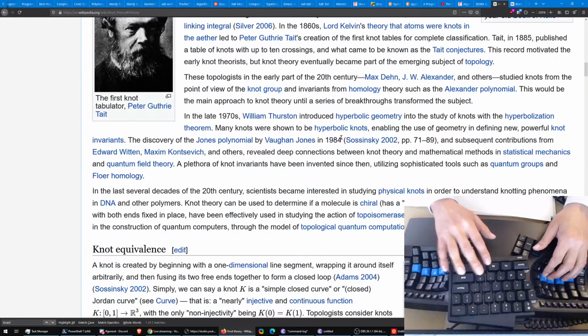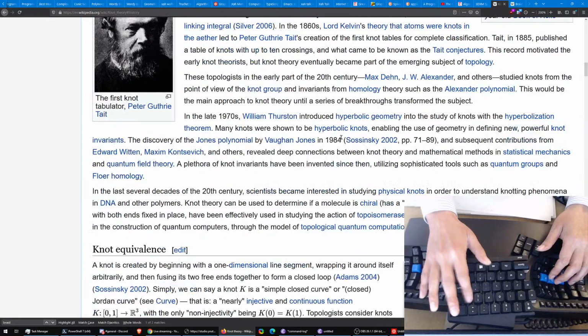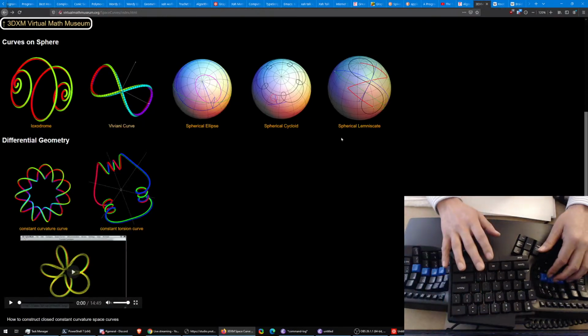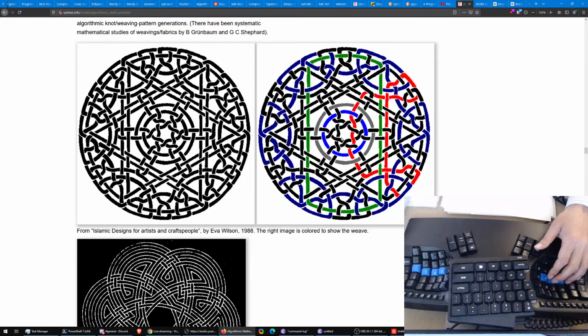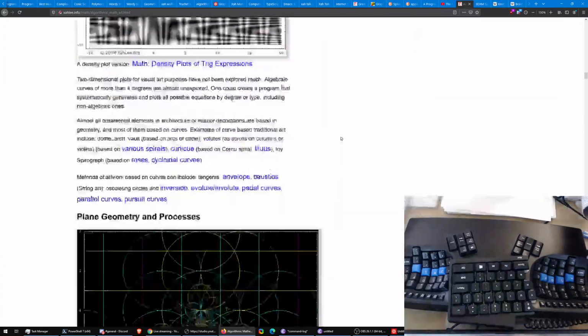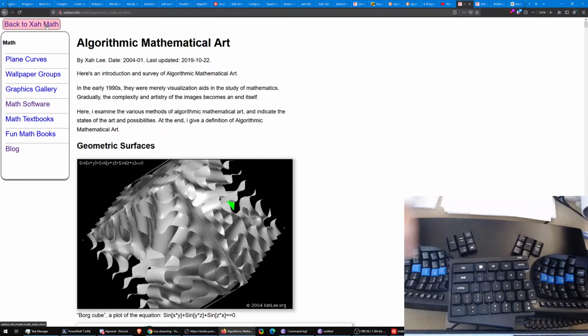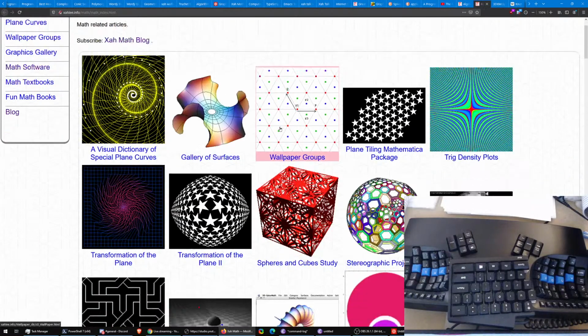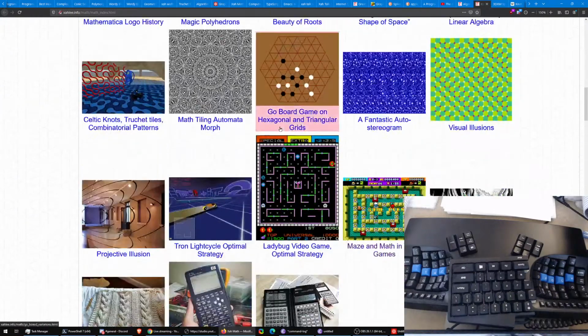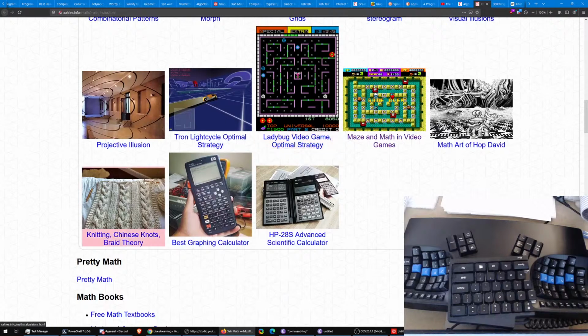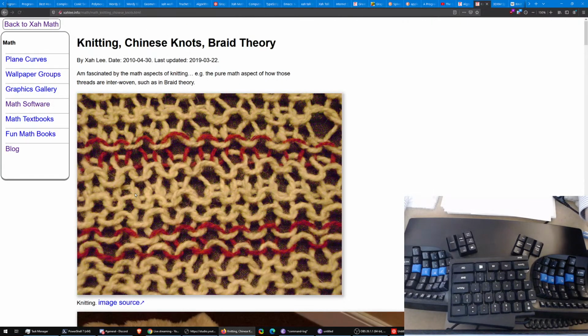Let me show you some other things about braid theory. Let me give you some incentives to go into braid theory, because if you read Wikipedia, it might seem boring, but let me entice you with some pictures. Why braid theory? Why am I so fascinated? Why does it fascinate me, why do I want to study braid theory?